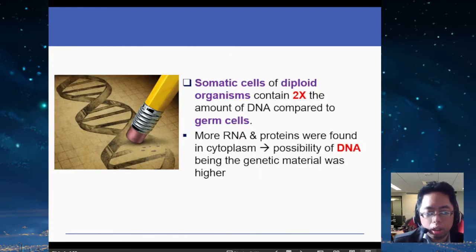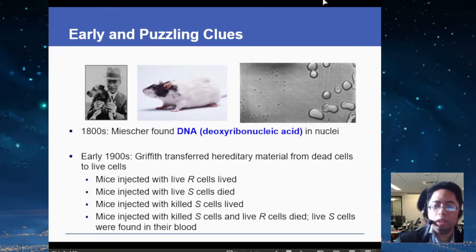It was also found out that somatic cells of the plant organism contain twice the amount of DNA compared to germ cells. And more RNA and proteins were found in the cytoplasm, which means the possibility of DNA being the genetic material was higher. So there are some early and puzzling clues. In the 1800s, Miescher found DNA in nuclei. So he found this chemical called DNA.